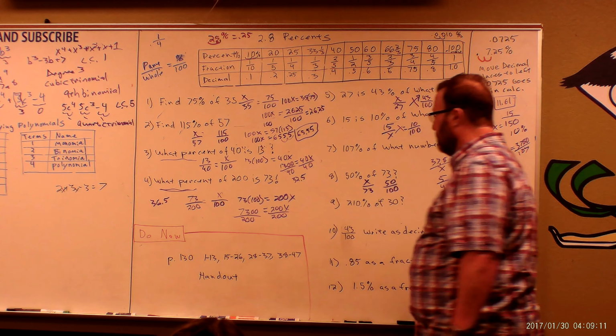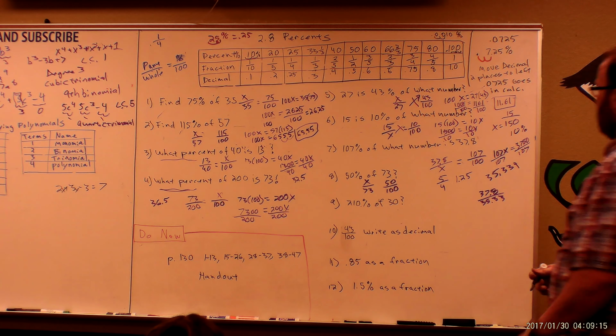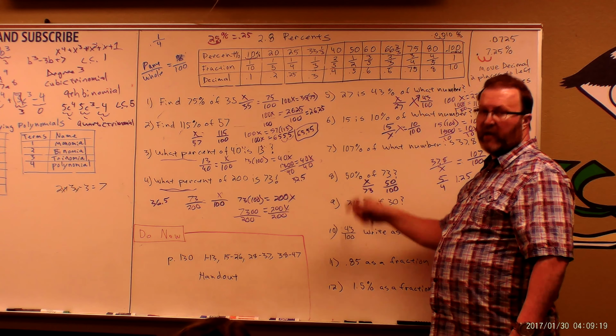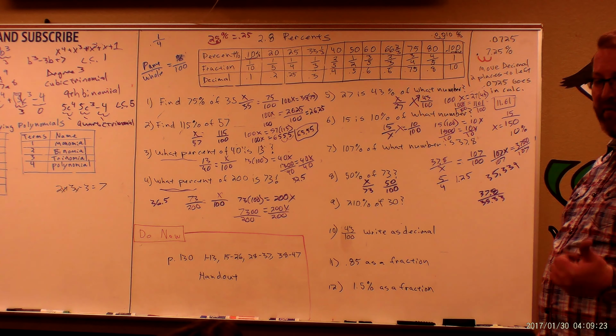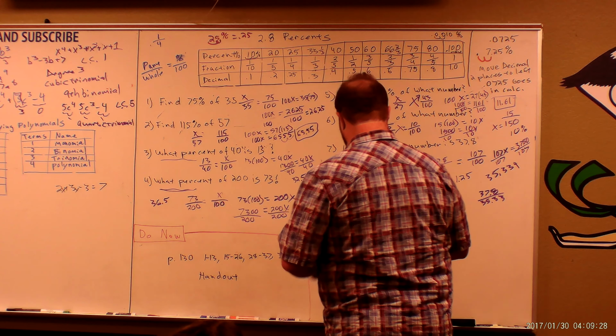73 on the bottom. Do we see why? Does this number have to be less? If it's 50% of a number, it has to be less. Okay, let's cross multiply.